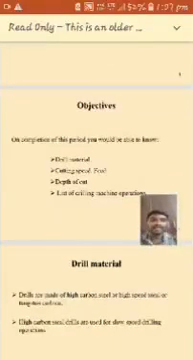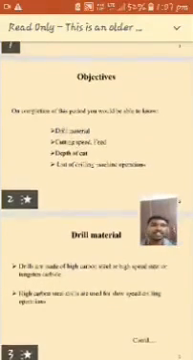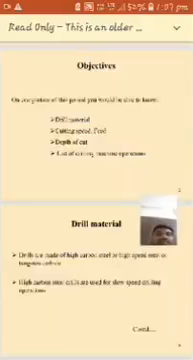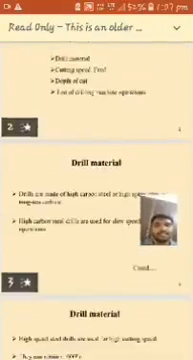About the drill materials, cutting speed, feed, depth of cut, and a list of drilling machine operations. So what are the operations to be performed on the drilling machines? See here, the drill materials.